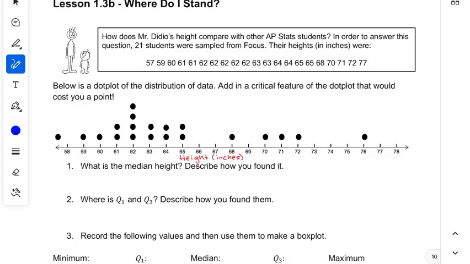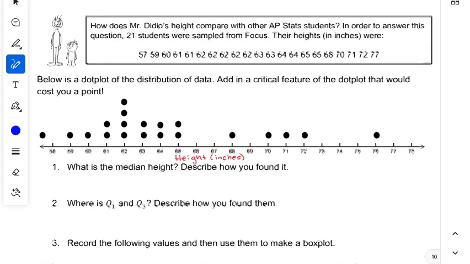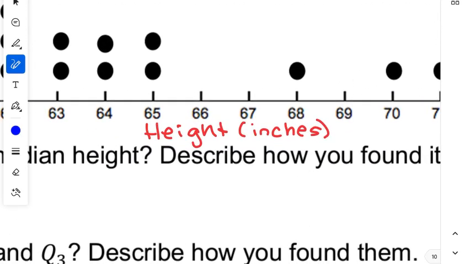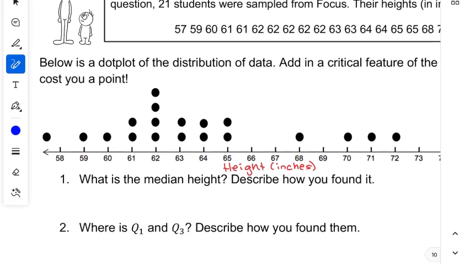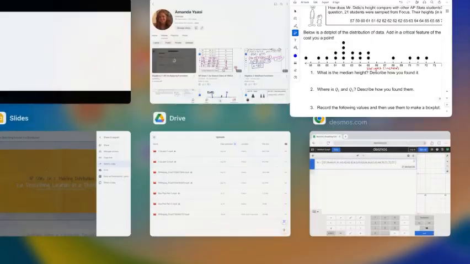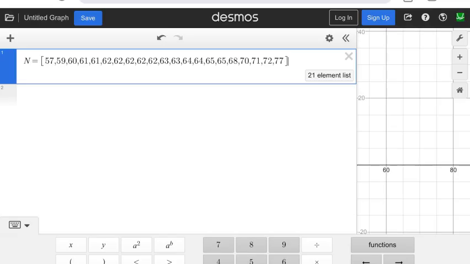How did Mr. D's height compare with other AP Stats students? In order to answer this question, 21 students were sampled from Focus. Their heights in inches were listed. Below is a dot plot of the distribution of the data. Add in a critical feature of the dot plot that would cost you a point. The x-axis is not labeled, so make sure you add that in.